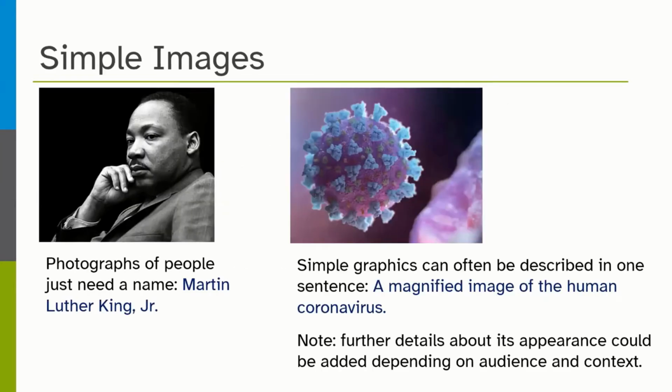So here are some examples of very simple images, a photograph of Martin Luther King Jr. And when I'm training people, I try to, excuse me, recommend that if it's a photo or a portrait of a person, all you need is the person's name. Unless they're doing something very specific or contextually important, you can just list the person's name.